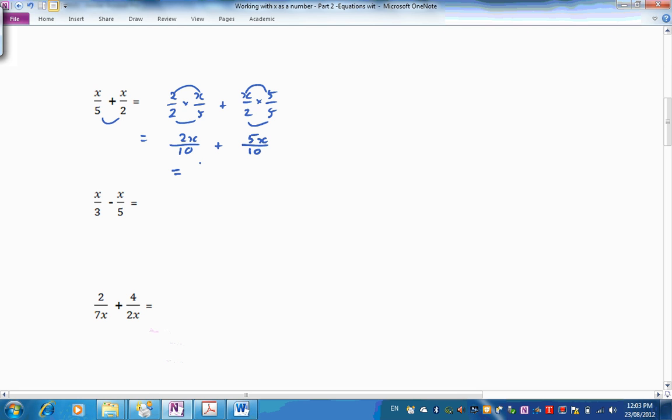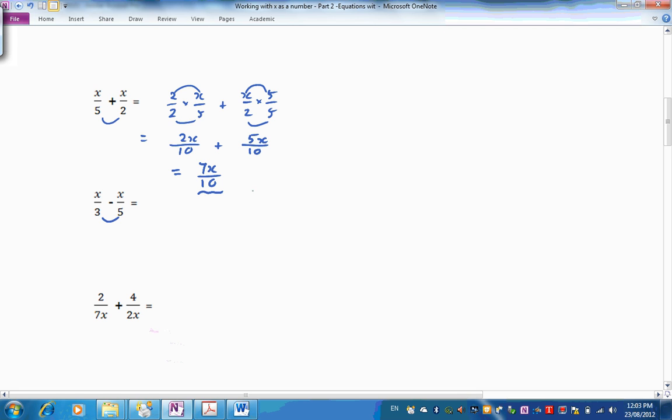So overall we've got 2x plus 5x is 7x tenths. So we can combine them together. Remember our work with fractions now. You can combine them together because they have the same denominator. They're dividing things up in the same number of parts, tenths. Let's have a look at the next one.